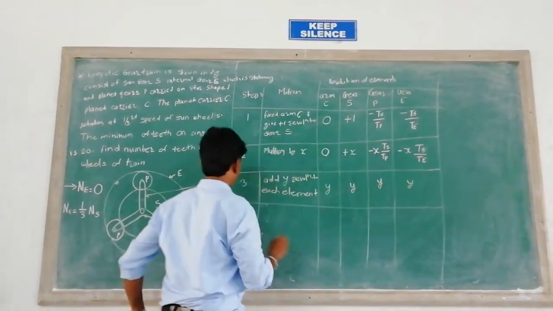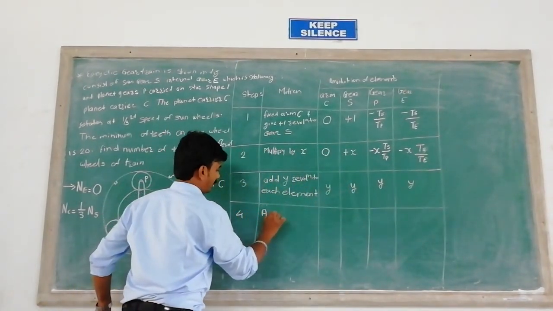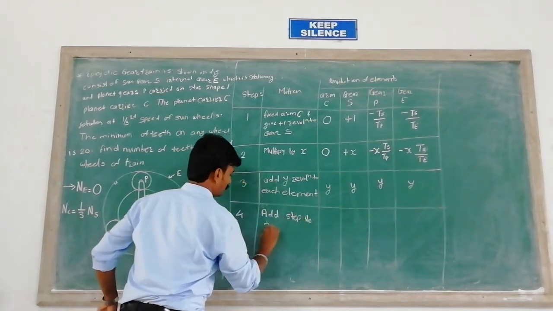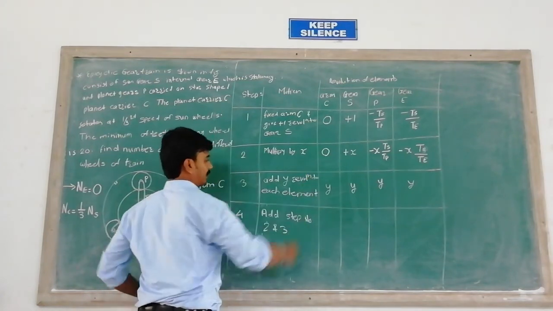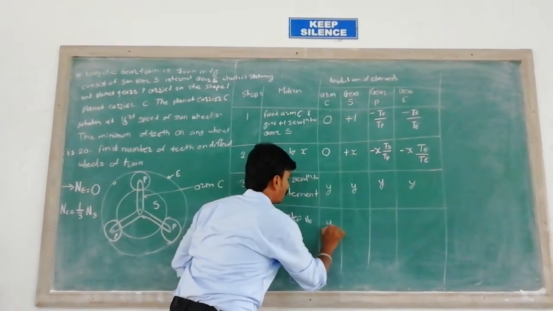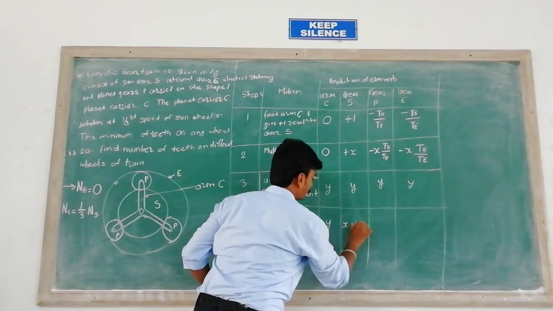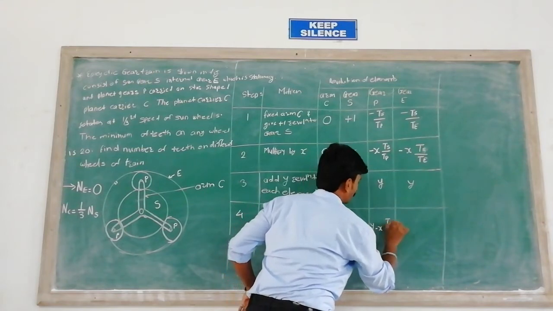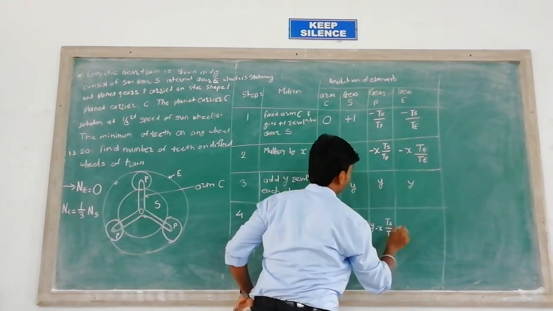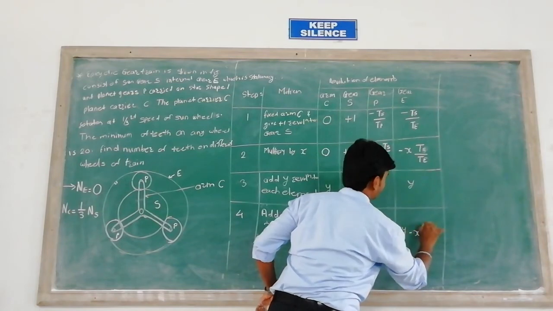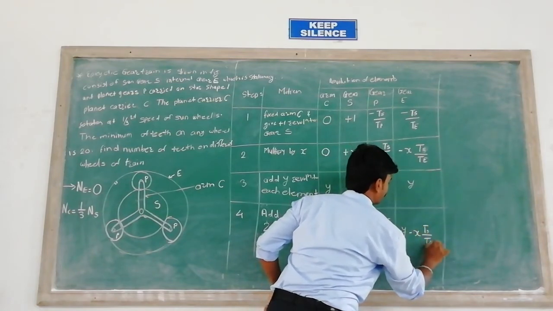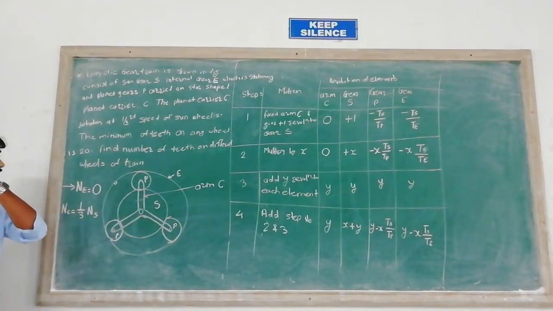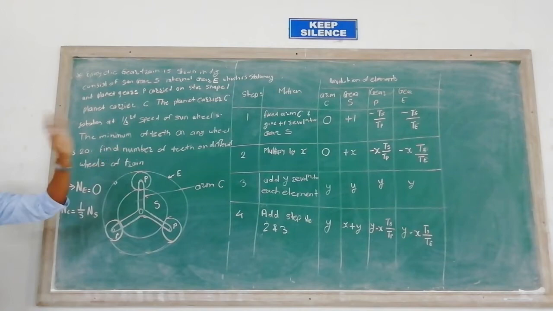And the fourth step is to add step number 2 and 3. Y plus 0, y. X plus y. This is y minus x into TS divided by TP, and here y minus x into TS divided by TE. Okay, this is our table, and we have to solve this numerical by using this table.